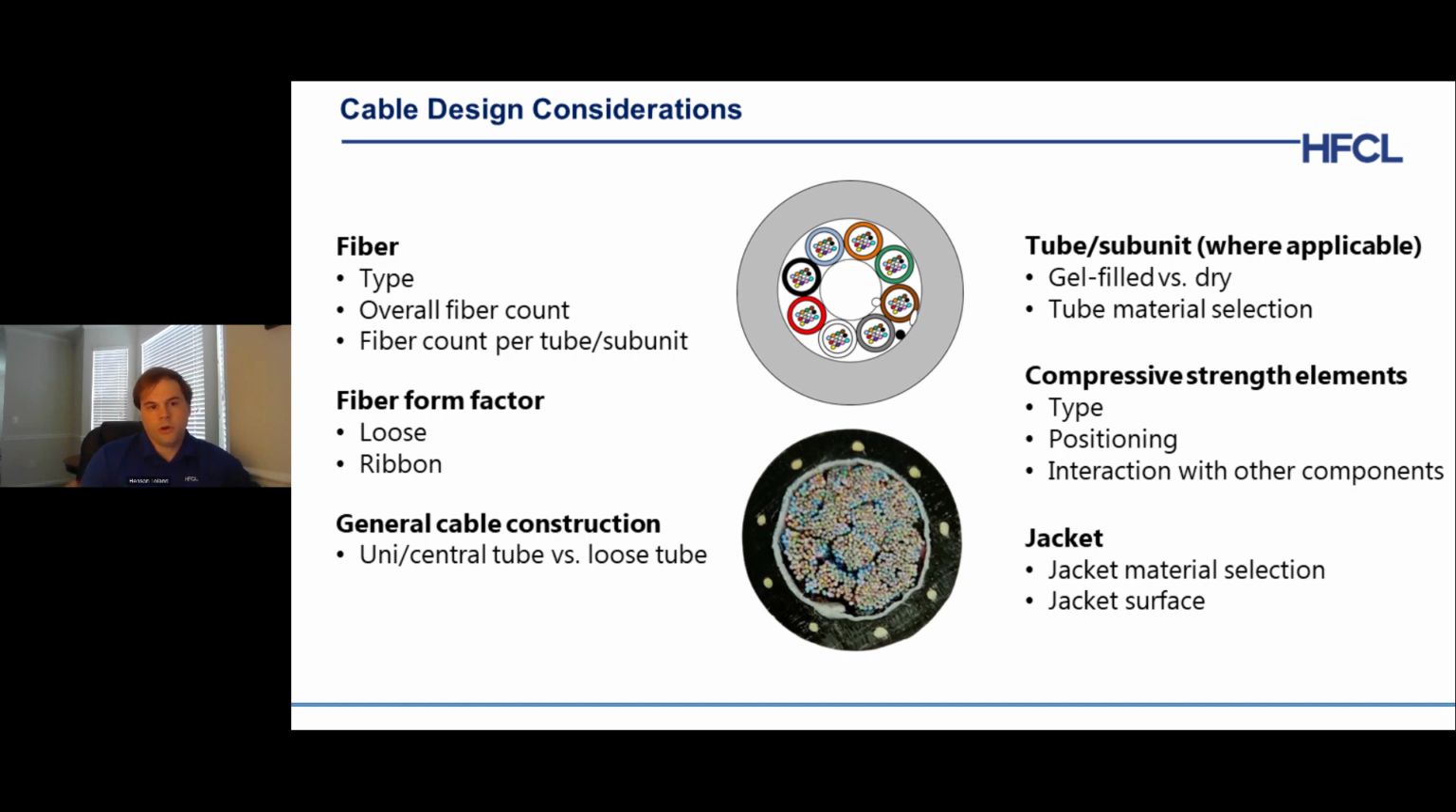And then what is your overall cable fiber count? And then if you're looking at a loose tube type design, like the top cross-sectional view here, how many fibers per tube or per subunit are you looking at using?